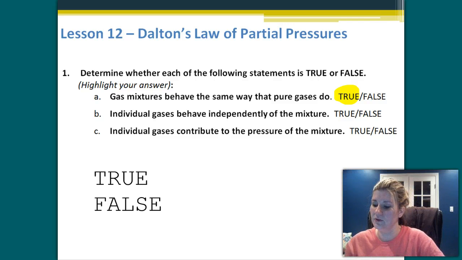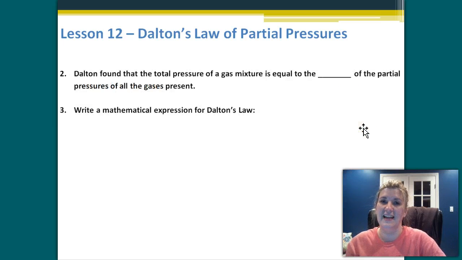Okay? Individual gases behave independently of the mixture. True, again, because we make a lot of assumptions of ideal gases. We say they don't interact, so they stay independent. And finally, individual gases contribute to the pressure of the mixture. Also true, because what we find is that Dalton's law is an additive law. The total pressure is the sum of its parts.